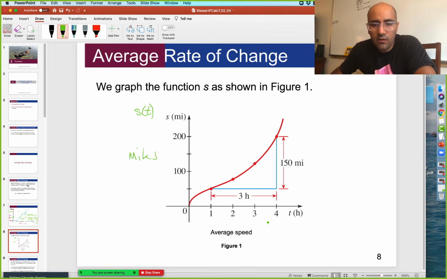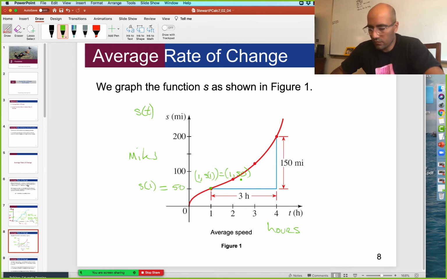And here it's in hours. Good. Okay, so after 1 hour, looks like they've gone about 50 miles. So we would say, notation-wise, that this is s of 1 equals 50. So this is the ordered pair 1 comma s of 1, which is the same thing as 1 comma 50.